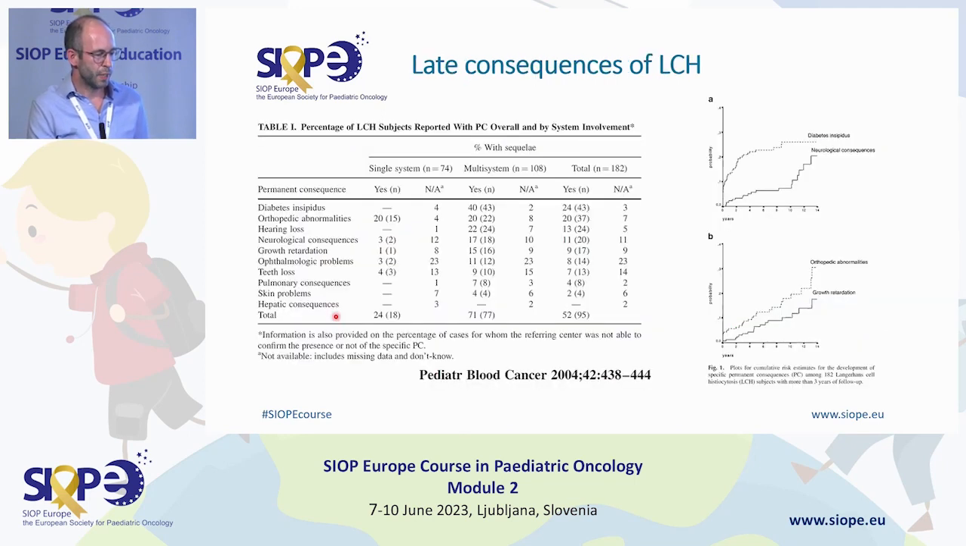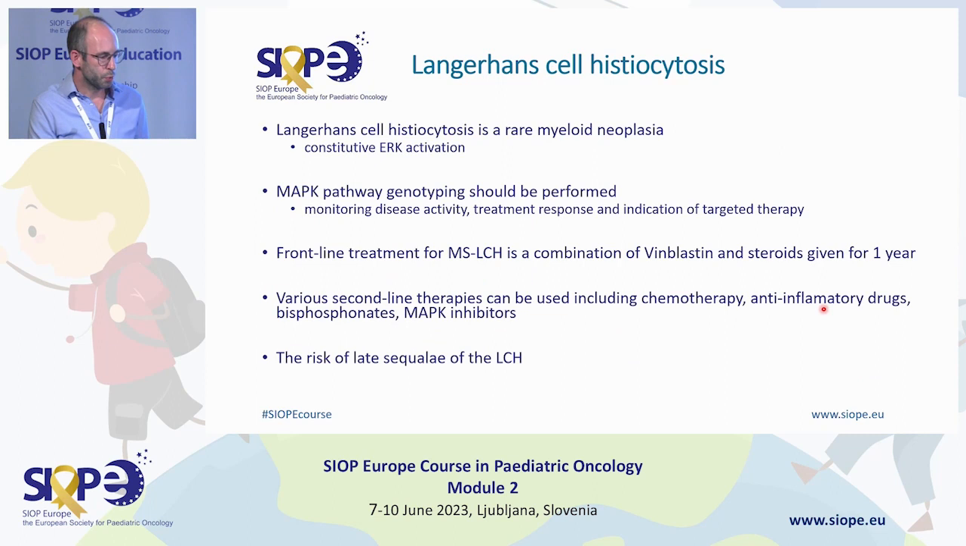And the last slide is on late consequences of LCH. Mostly diabetes insipidus, which can occur in up to 20-25% of patients. The neurological consequences can also occur, and pretty late. The most feared is neurodegenerative LCH, and when it affects, for example, the vertebra, patients can have orthopedic complications, panhypothyroidism, growth retardation, etc. So to conclude, Langerhans cell histiocytosis is a rare myeloid neoplasia with constitutive activation.